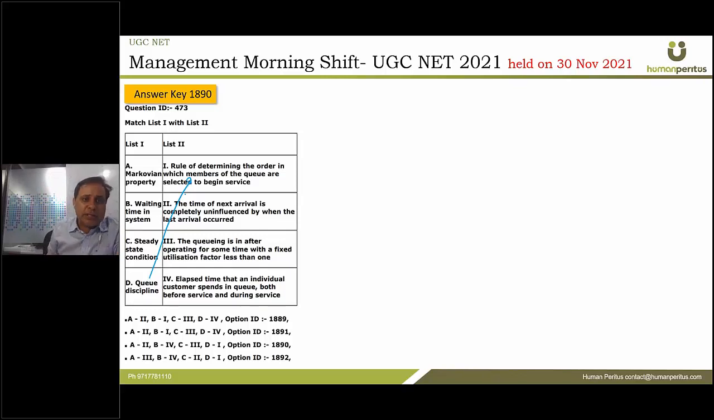Waiting time in the system is whatever time people are spending in the queue as well as the time when they are being served. So this goes with 4. Then Markov property is when the time of the next event is influenced by the time of the previous event. So A goes with the second, and of course the remaining option C will go with the third, and therefore our correct answer is option C.